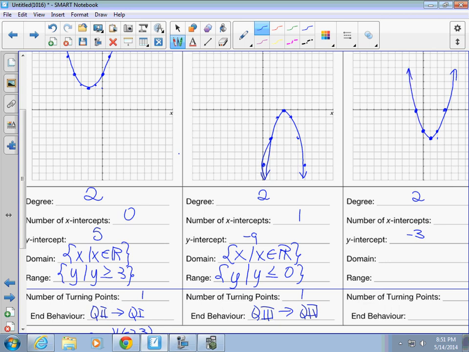So number of x-intercepts, this one crossed twice. My domain, again, I can use any x value that I wanted. My range, because my graph is going up, that means I'm going to have a minimum. So it has to be greater than or equal to my y value at negative 4, I guess my q value. Number of turning points, 1. End behavior, started in quadrant 2 and ended in quadrant 1.